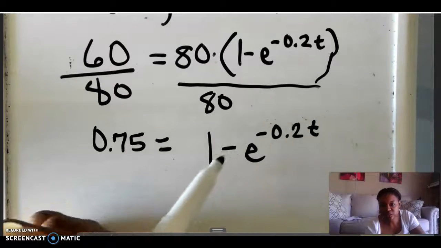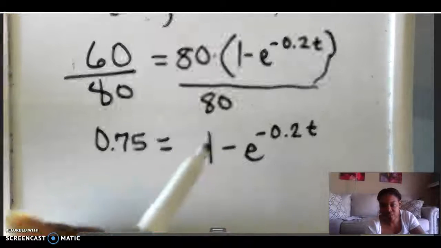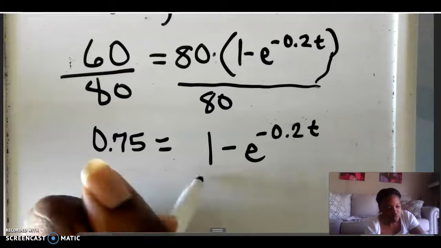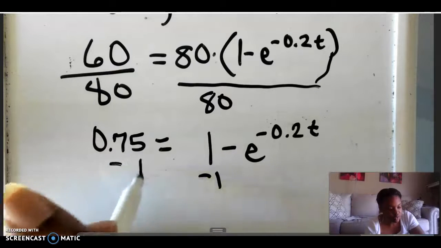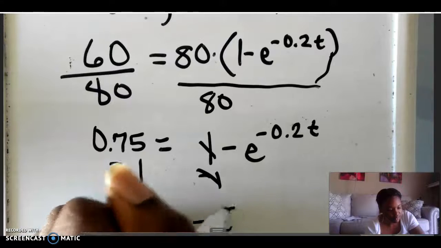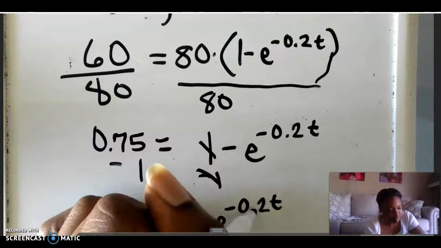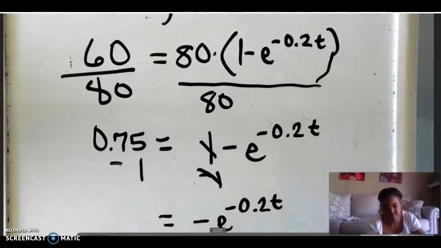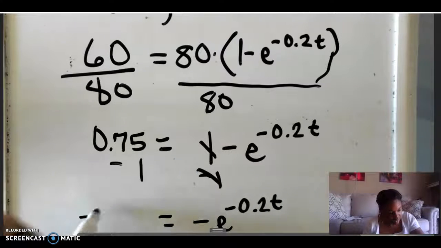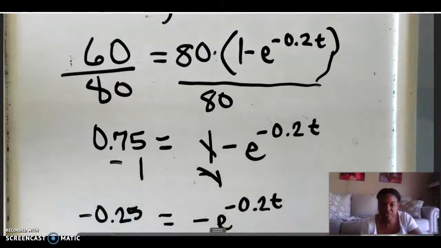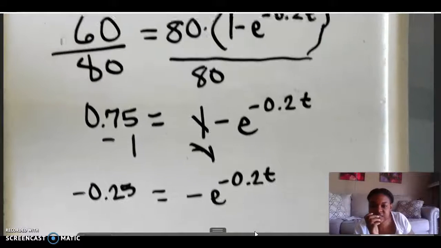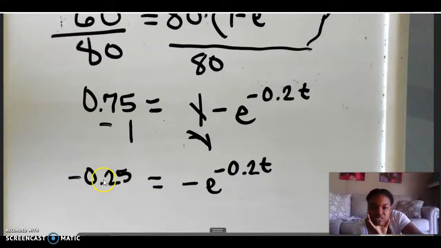Alright, the next thing we can do to solve for the t over here is get rid of the 1. So we will subtract the 1, to get negative 0.25. And then we can continue this process.